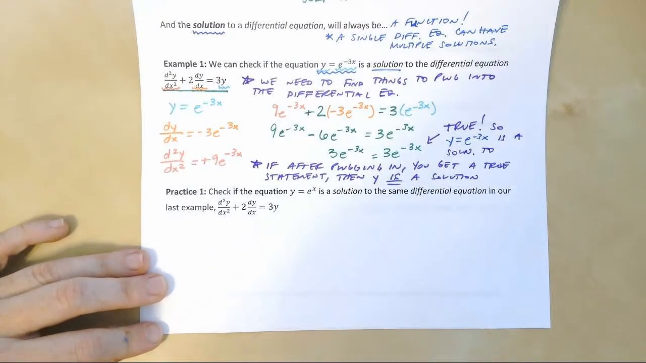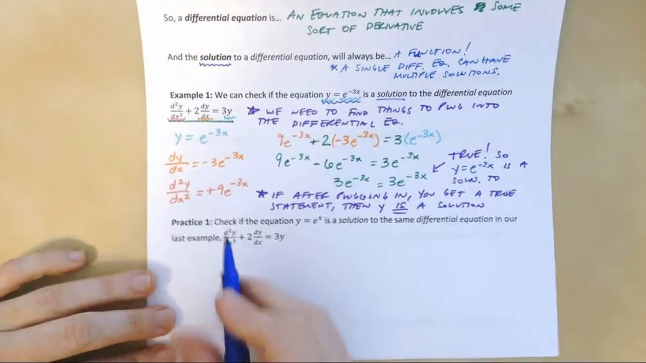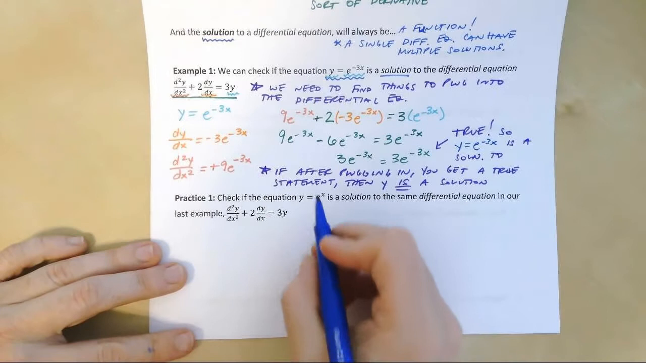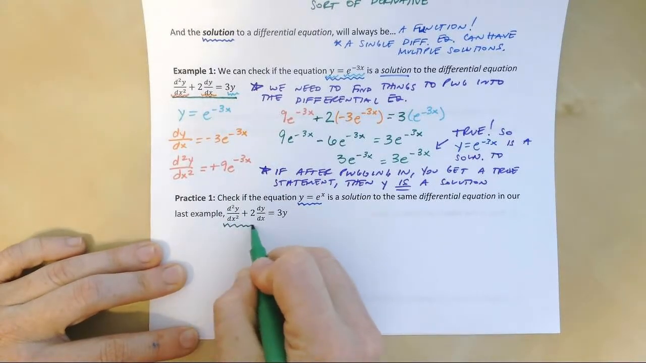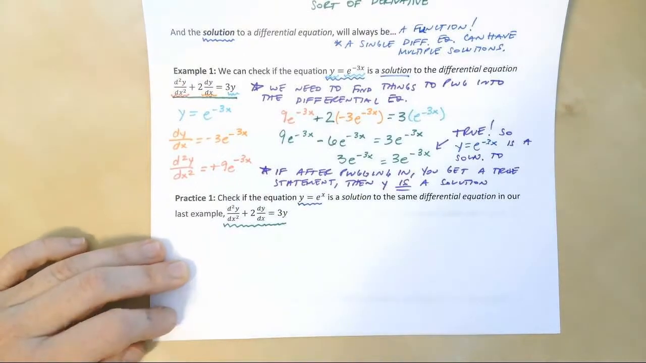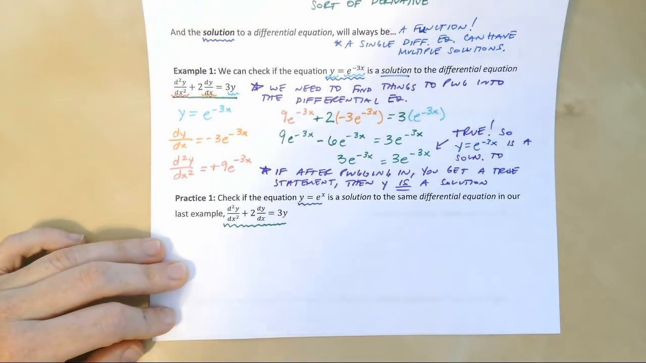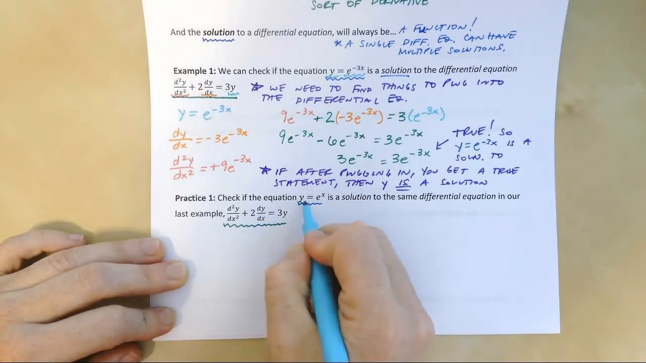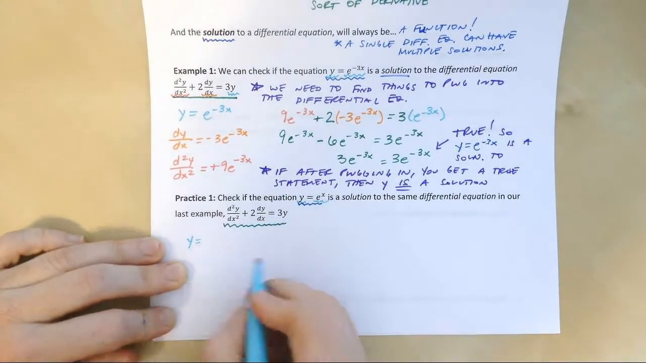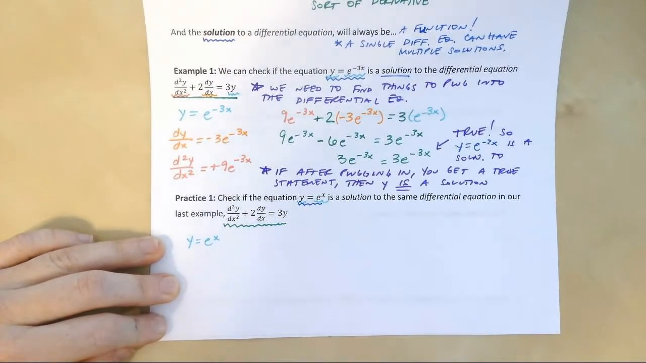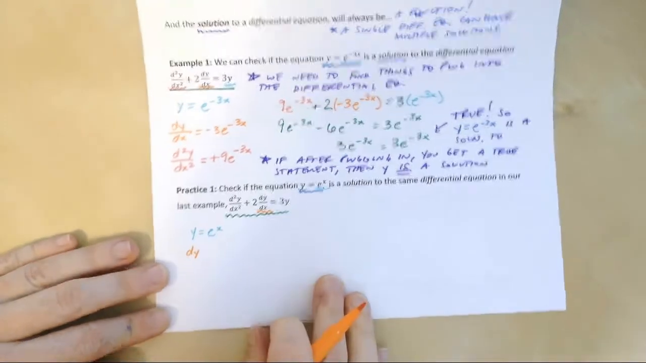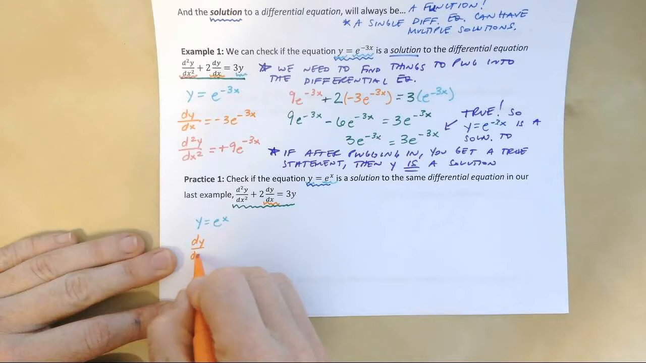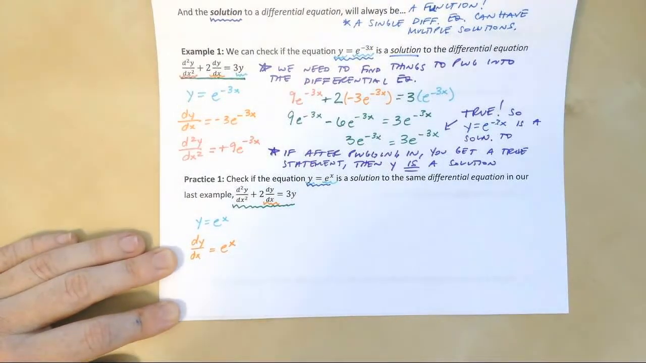So now let's go over this practice. We're going to do it the same way as before. So check if the equation y equals e to the x is a solution to the same differential equation above. That's this diff EQ, sorry. Okay, so the first thing that we're going to do is find things that we can plug in. We have y. So y equals e to the x. We have the derivative of y, that's right here. So dy dx equals, derivative of e to the x is just e to the x.